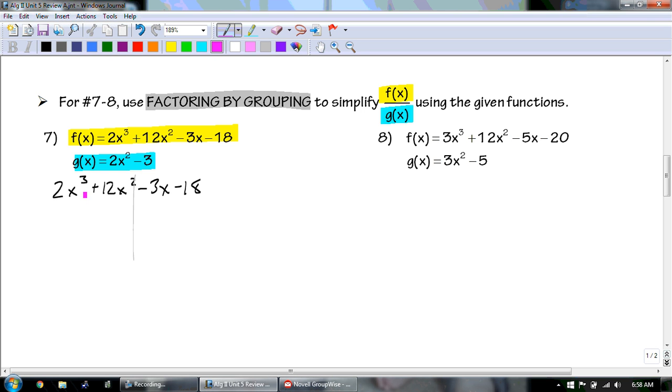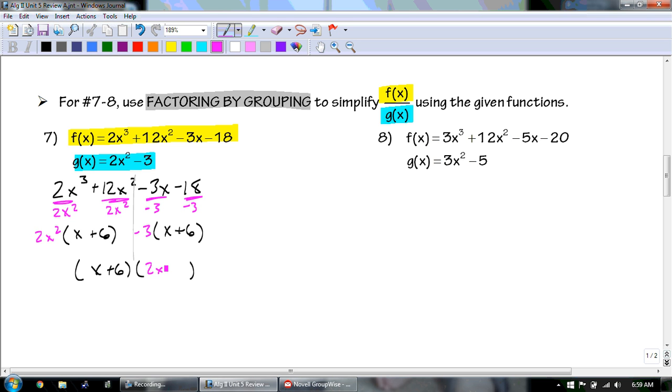So I need to look at my first group and be like, oh, well, they both can be divided by 2, and I can take out an x squared. So the 2x squared comes out, and then I'm left with x plus 6, since 12 divided by 2 is 6. Okay? On the back, I can factor out a -3, so the -3 comes out, and then I'm left with x, and the -18 divided by -3 is a +6. So they match, which is what we wanted, so we get 2x squared minus 3.